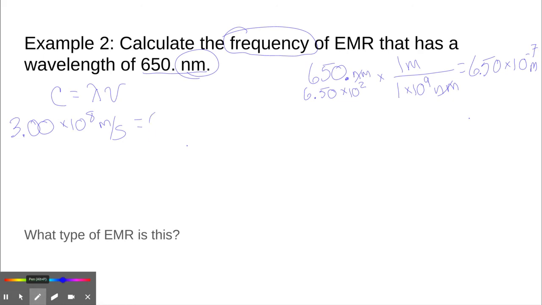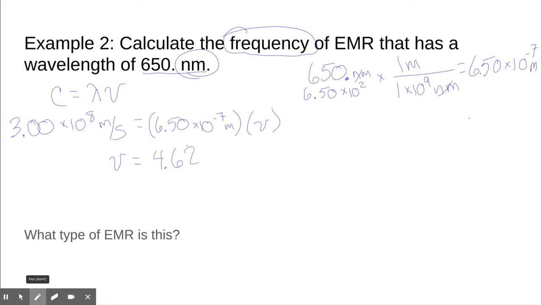So now I have my wavelength, 6.50 times 10 to the negative 7 meters times the frequency. So then I, again, plug it into the calculator. So go ahead and do that. A lot of work with the scientific notation entering in. So when I get that frequency, 4.62 times 10 to the 14, you can either write per seconds or second to the negative 1. Both of those would mean the same thing.